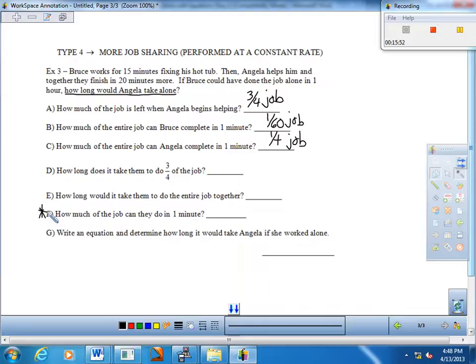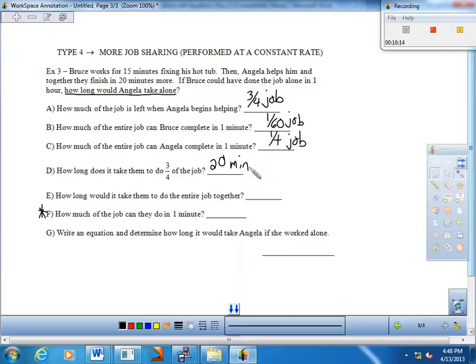So let's do letter D. It says, how long does it take them to do 3/4 of the job? All right, so remember what we said. They still have 3/4 of the job to go, and it does take them 20 minutes more to pull that off. So make sure you have that piece. It takes 20 minutes to do 3/4 of the job.